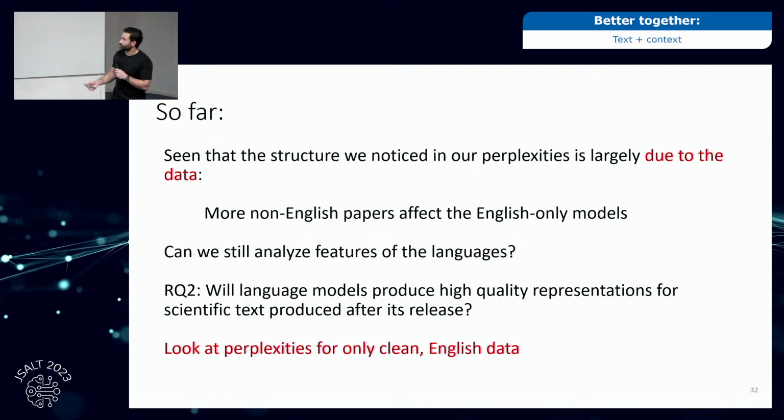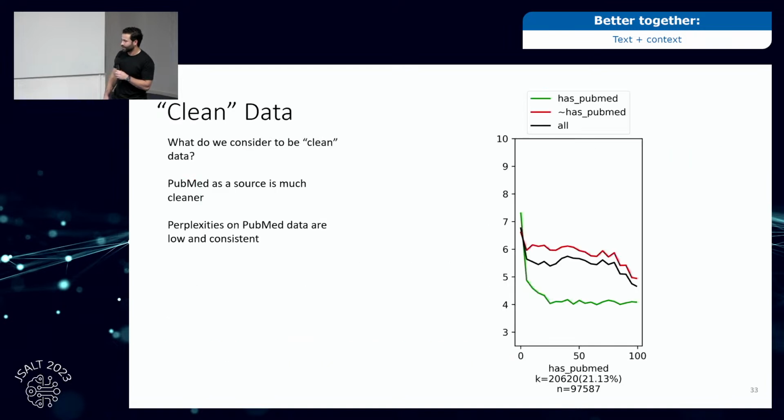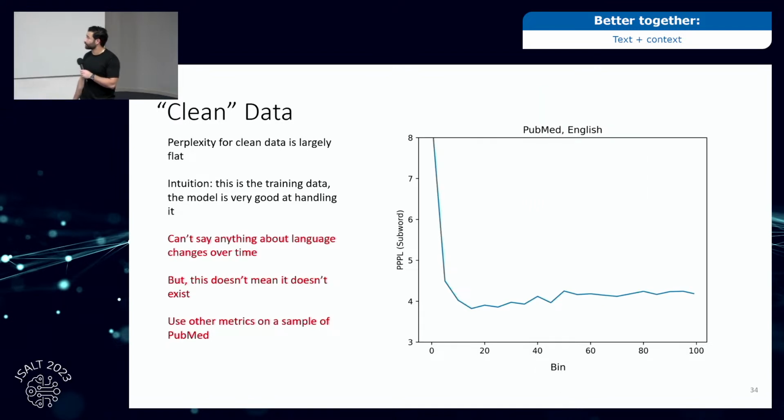To answer this question, we're going to look at perplexities for clean and only English data. And by clean data, I mean PubMed. For multiple reasons, PubMed as a source is, I think, smaller and better maintained. And the perplexities of a general language model on PubMed are low and consistent, so the language should be fairly clean. So if we plot the perplexities for English PubMed data, it's just flat.